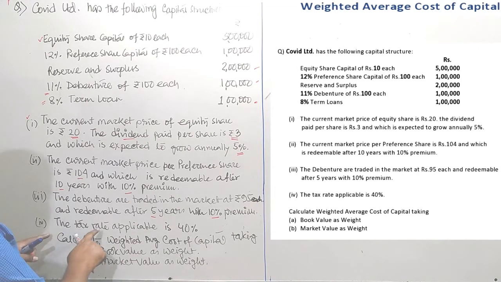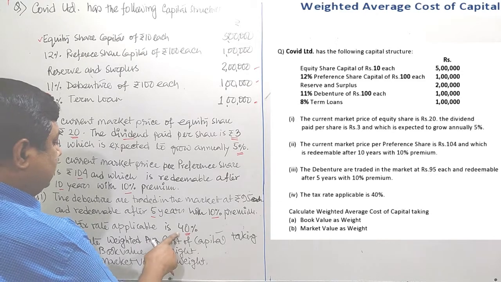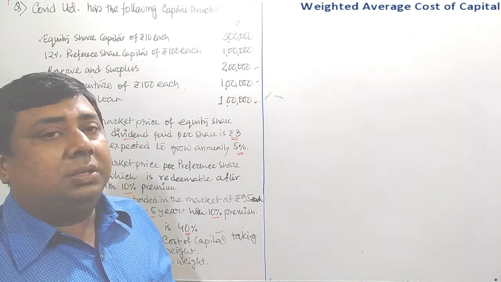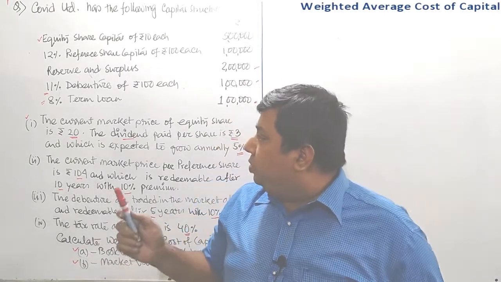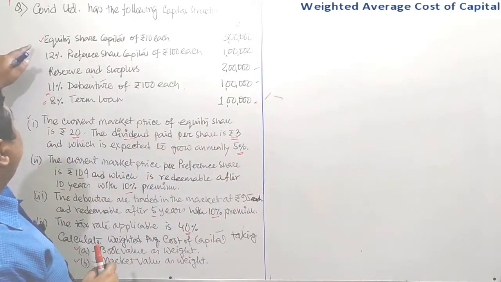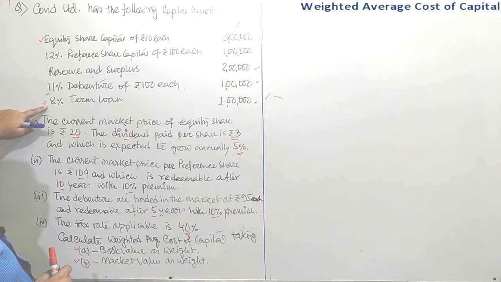Next, the tax rate applicable is 40%. As you know, in case of debt capital we have to consider the tax rate, and that is available here, 40%. Calculate the weighted average cost of capital taking book value as weight and market value as weight. First, we are going to solve the question considering book value as weight. But before starting, we have to calculate the cost of each component, specifically cost of equity share, cost of preference share, cost of debenture, and cost of term loan also.